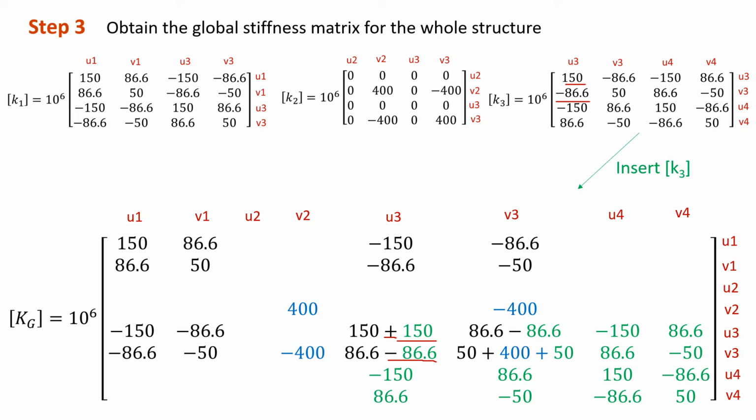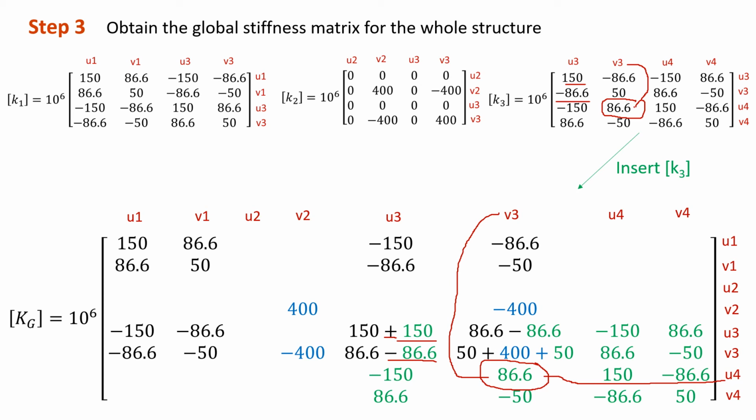For example, we have V3, U4, which is given by 86.6. So check in this global matrix V3, U4; this is the value. So we have U4 and V3, we have this value, for example. It's not very difficult to insert the local matrix into the global matrix. Just need to follow its position, the column and row number.